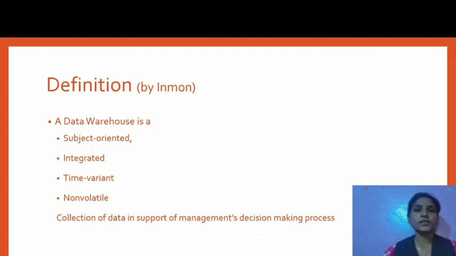So let's see the definition given by Inmon for data warehouse. A data warehouse is a subject-oriented, time-variant, integrated, and non-volatile collection of data in support of management's decision-making process. So what is subject-oriented, integrated, time-variant, non-volatile? Let's see one by one.